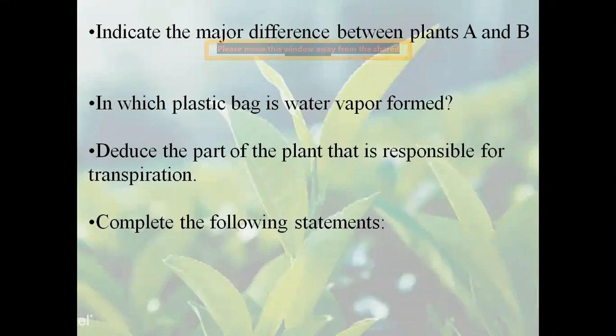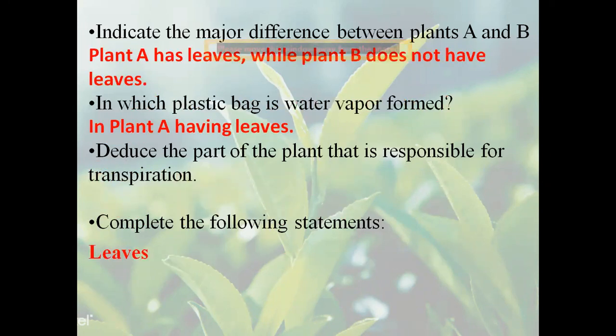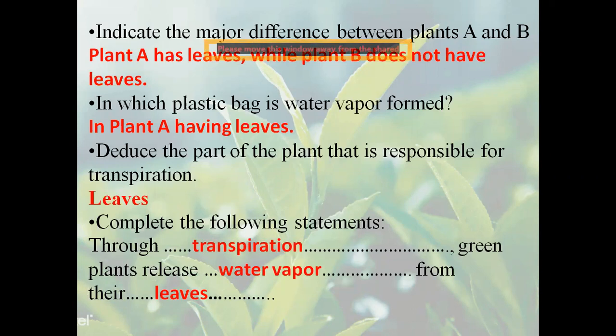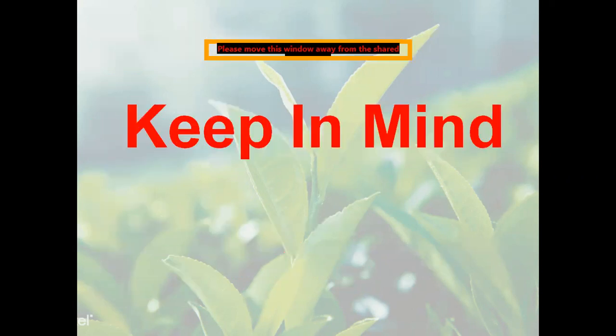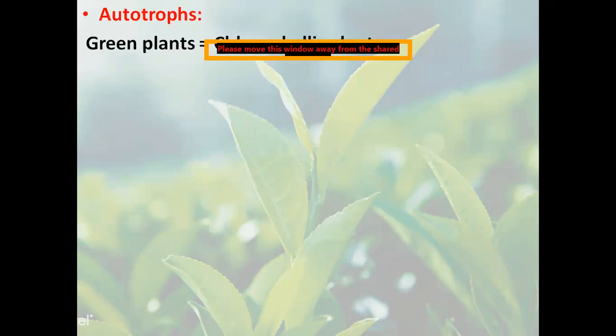So here, let's continue with the major difference, which is the variable factor. Remember when we said to pose the problem in the form of a question, aim, objective or purpose: why do we do this experiment? So you have to pay attention to this. The major difference between plants A and B is that plant A contains leaves, while plant B lacks leaves. Water vapor is formed in the plastic bag of plant A that has leaves. Which part of the plant is responsible for transpiration? It's the leaves. So through transpiration, green plants release water vapor from their leaves.